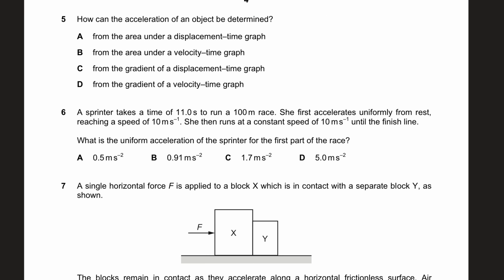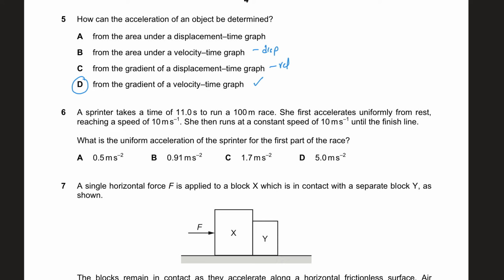Question 5 says, how can the acceleration of an object be determined? A, from the area under a displacement time graph. The area under a displacement time graph does not give us acceleration. It does not represent anything, in fact. B, from the area under a velocity time graph. The area under a velocity time graph represents displacement. Option C says from the gradient of a displacement time graph. The gradient of a displacement time graph gives us velocity. D says from the gradient of a velocity time graph. Yes, the gradient of a velocity time graph represents acceleration.